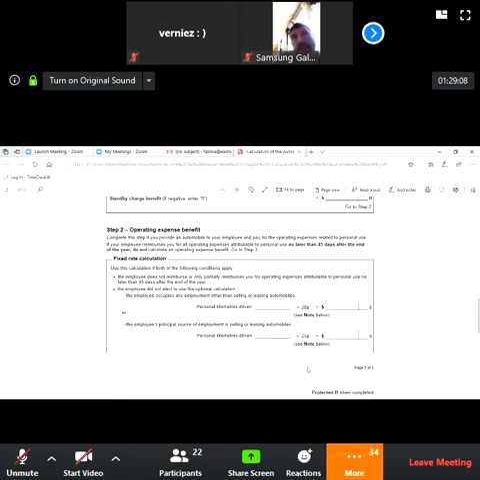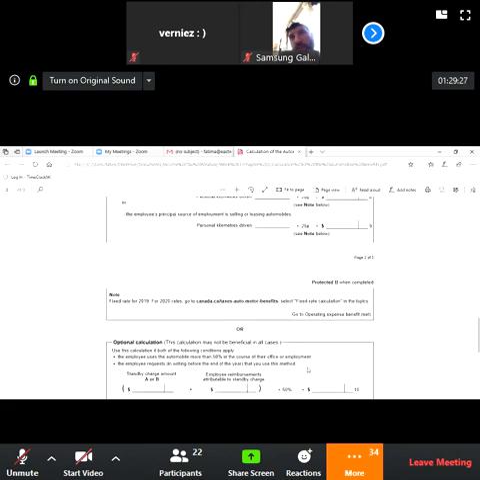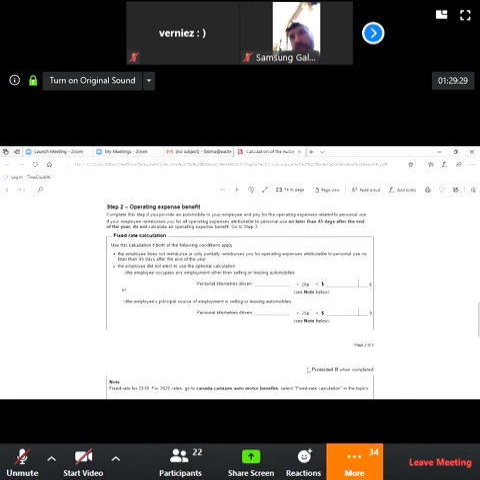Now the operating expense benefit is where you can get the benefit for personal use. You can get some gas expenses, maintenance expenses, license renewal expenses. So these are the expenses which you get from the employer. In that case, you use either of the two methods. Whichever is lesser, you add up. Complete this step if you provide an automobile to your employee and pay for operating expenses related to personal use. If your employee reimburses you all operating expenses attributed to personal use no later than 45 days after the end of the year, do not calculate an operating expense benefit.